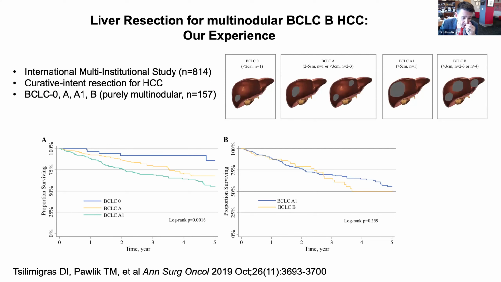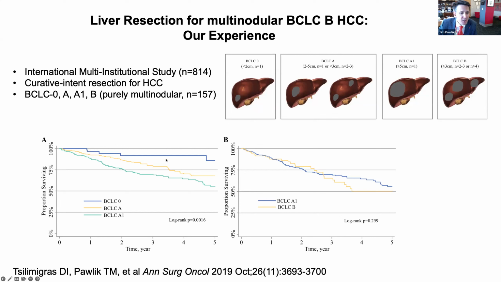So there's a paper that we published in Annals of Surgical Oncology a couple of years ago. And in it, we looked at patients who were BCLC A1 versus B. And just to refresh your memory, pictorially, you can see that BCLC 0 is a solitary tumor less than 2 centimeters, A is a solitary lesion that's 2 to 5 centimeters, or less than 3 centimeter multinodule disease, 2 or 3 nodules. A1 is solitary greater than or equal to 5 centimeters. And then B is multifocal disease that is either small or multifocal disease that is numbering 4 or more in size.